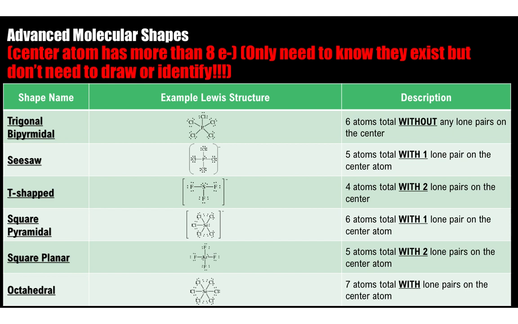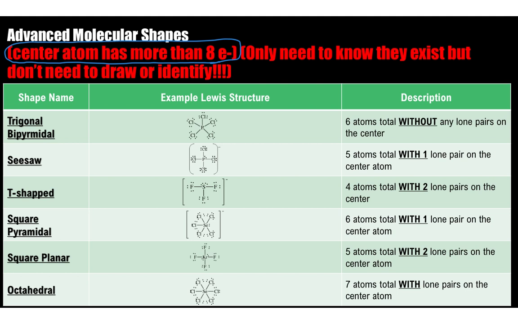Really quick, all right, these advanced shapes, these are what I alluded to on the last page. They are what happen when there's more than 8 electrons on the center atom. We get shapes that are called trigonal bipyramidal or seesaw, T-shaped, square pyramidal, square planar, and octahedral.